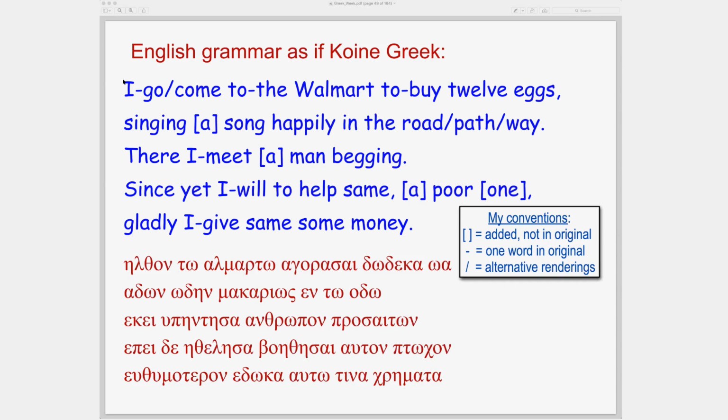I'm going to use a dash to connect two English words that come from one Koine Greek word. And I'm going to use a slash to show two different English words that would be two alternative renderings of the same Greek word. Okay. So here I say, I go. That is going to be one Greek word.